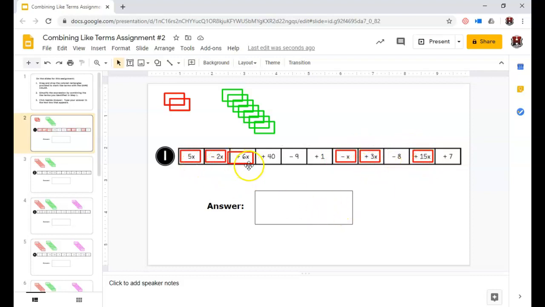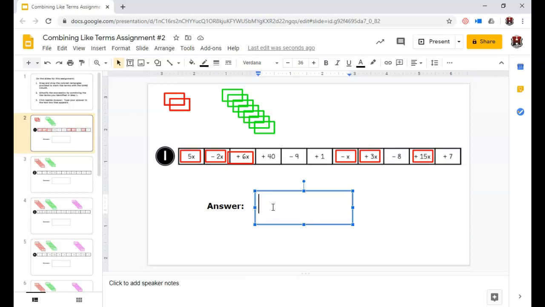So let's see what that would be. 9, 8, 11, 26, I believe. So you'll click over here and you'll type 26 and then put the last name of x on that.